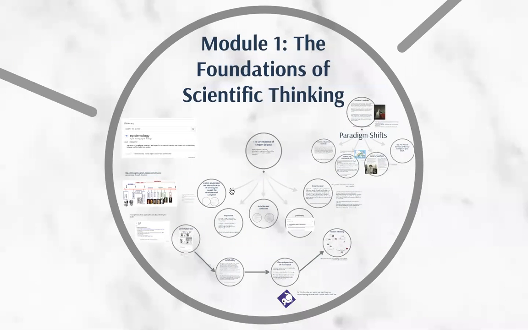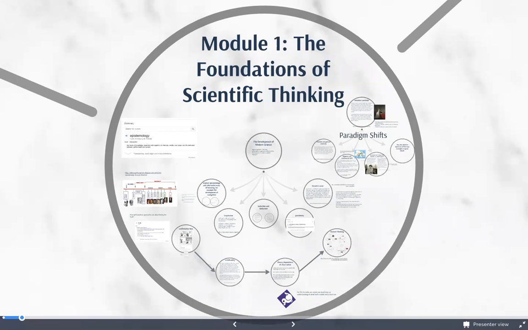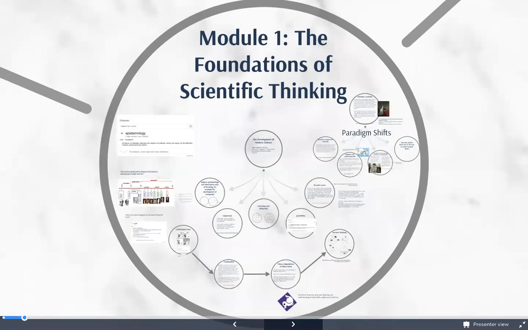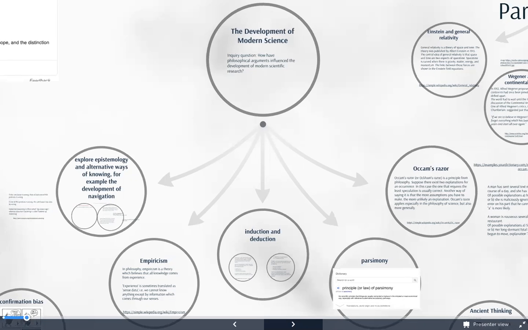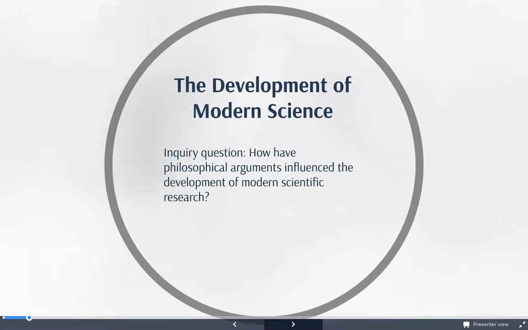Now, of course, going back a little bit here, the modules: the foundations of scientific thinking. And this is where most of you probably would have started. And what we're doing here is having a quick overview of how science works, or how science has got to the point it is here. And so there's this idea, the development of modern science.